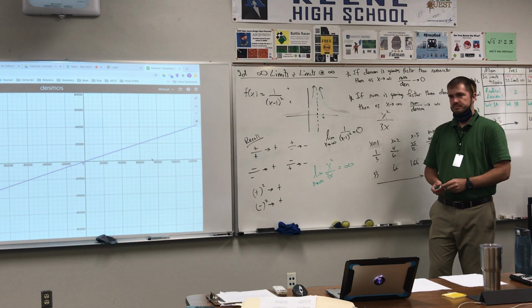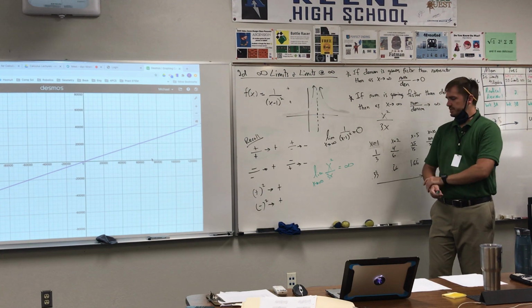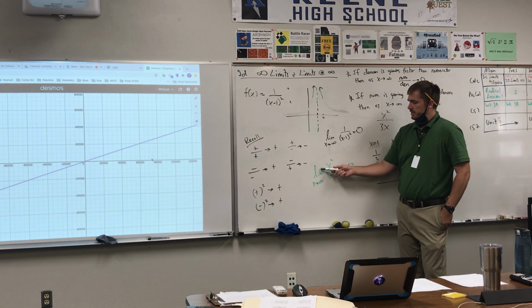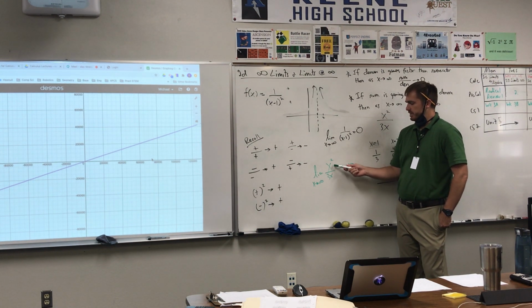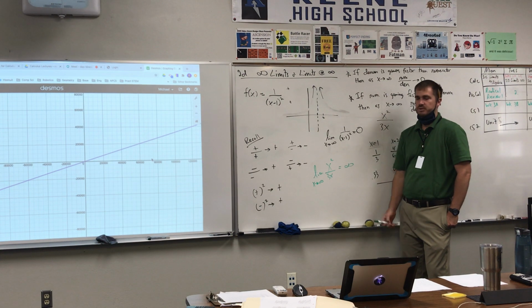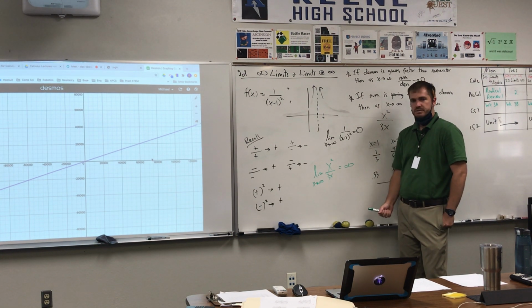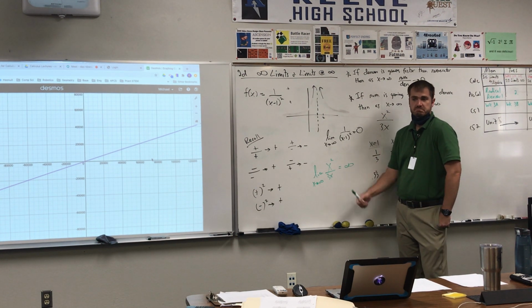Okay? Let me say that one more time. I can look at this right here and say, the limit of x squared over 3x, who's going to grow faster, x squared or 3x? X squared is growing faster. Therefore, numerator wins. As x approaches infinity, this whole fraction is going to approach infinity. Done. Numerator wins, go to infinity. Denominator wins, go to 0.